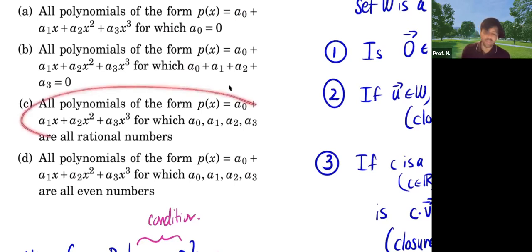So this set here is not a subspace. Why? Because it's not closed under scalar multiplication. I'm multiplying by a scalar, and when I do that, the polynomial is no longer in the set. It's outside the set. Yes, closure fails. Closure under scalar multiplication fails. So because of that, it is not a subspace. You guys understand?